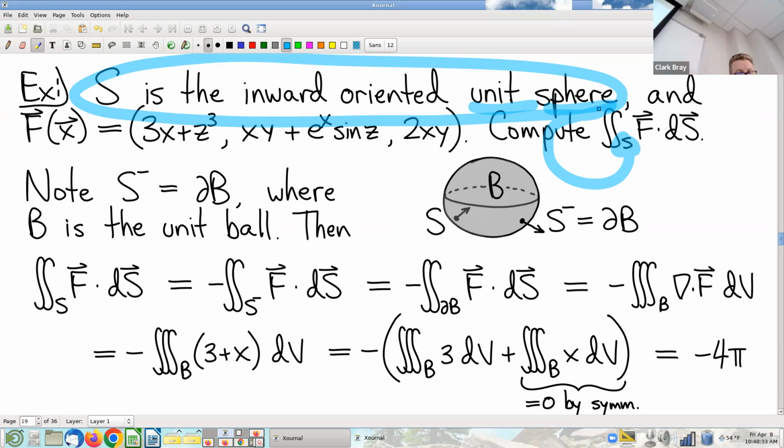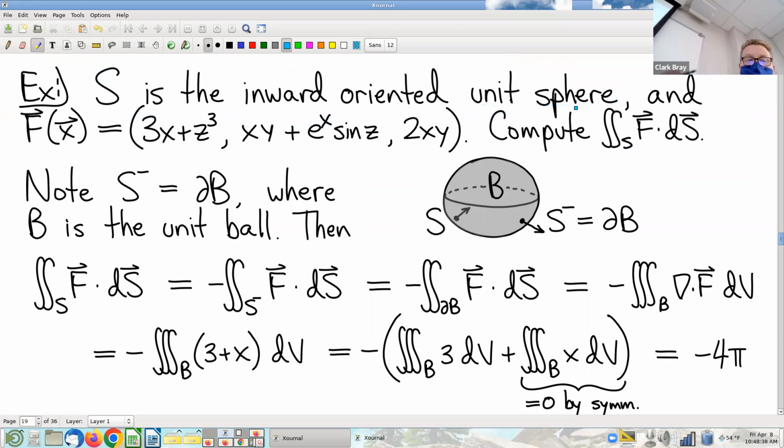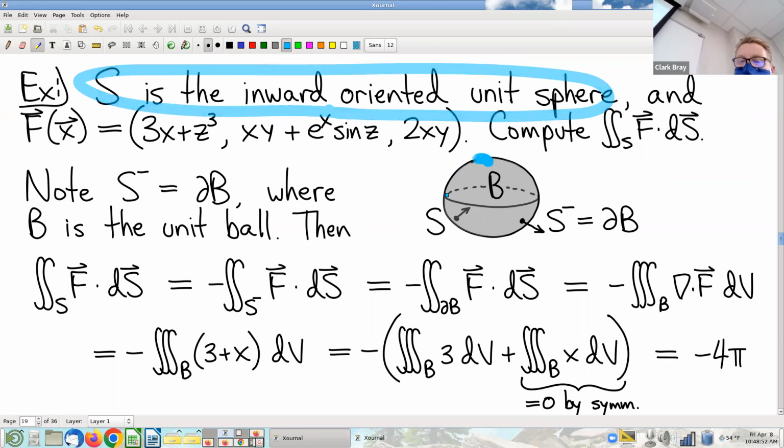Okay, not quite. There is the issue of orientation. We've got to worry about orientations. And you remember this word boundary now means oriented in a very specific way, and this one is oriented the wrong way. So S itself is this surface oriented that way, and that is not a boundary.